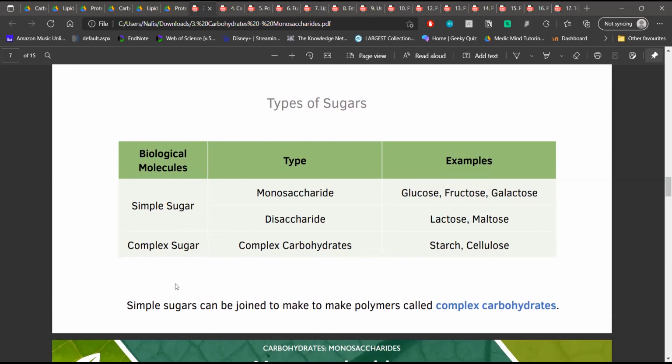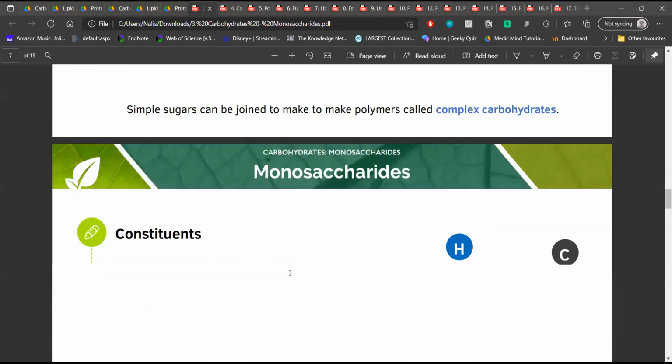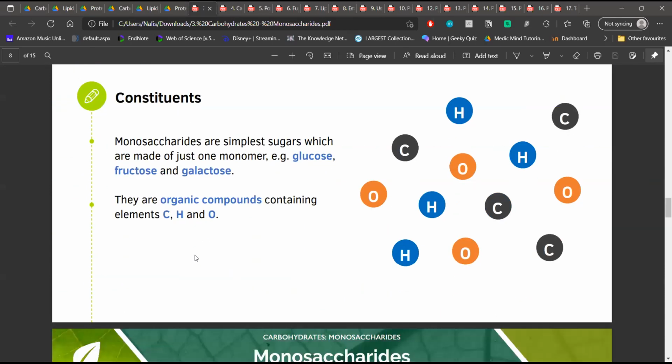Remembering that, again, simple sugars can be joined together to make polymers called complex carbohydrates, a basic understanding of that. Monosaccharides are simpler sugars, made of just one monomer, examples glucose, fructose, and galactose. Can anyone think of a function of glucose?